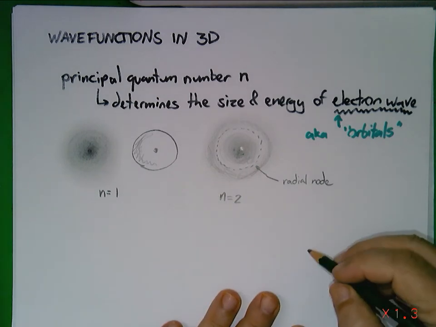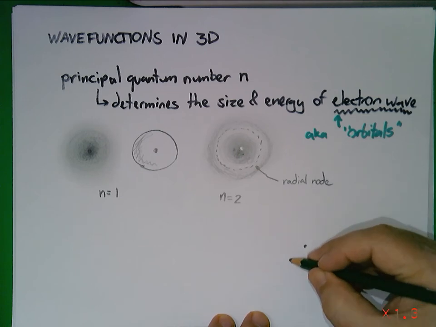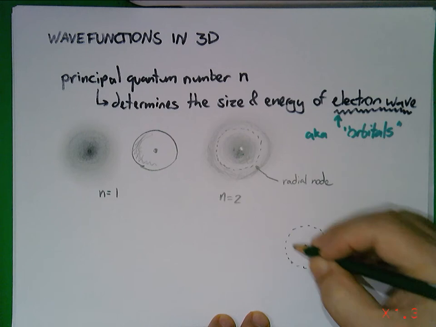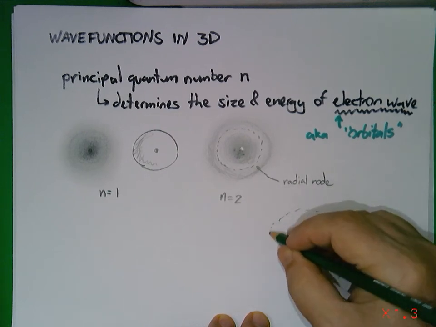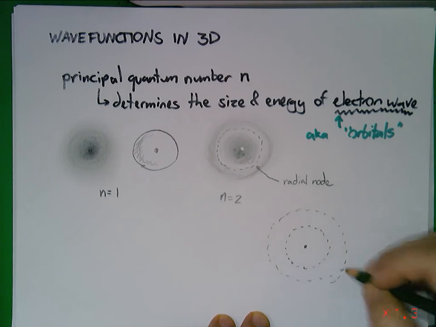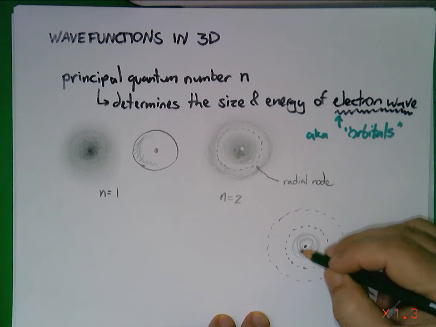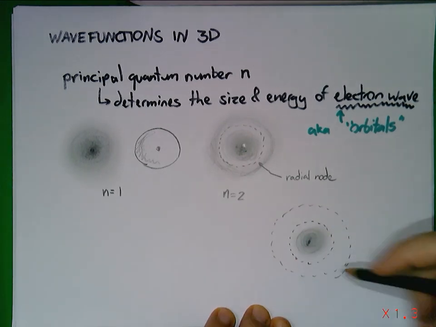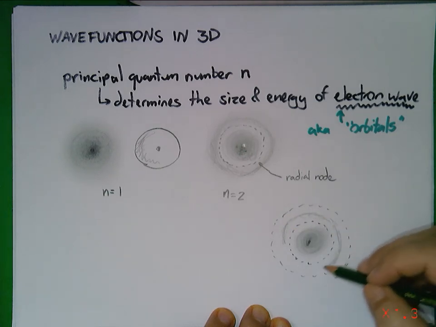If you have n equals 3, you can kind of guess what that's going to look like. Here's the nucleus. You're going to have not just one radial node, you're going to have 2. And you'll have a cloud in there. Then you'll have another cloud outside. And these are like concentric spheres.